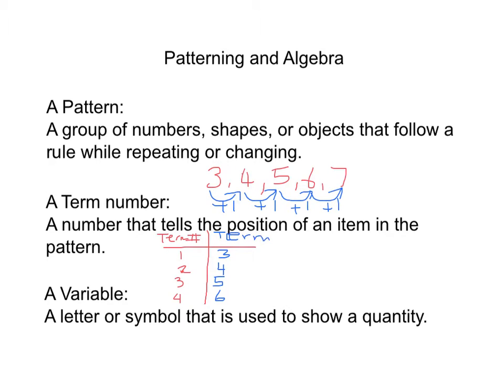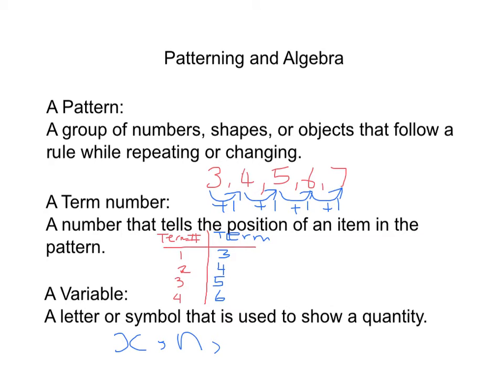So that's our term. The next thing we're going to talk about is our variable. And a variable is a letter or symbol that is used to show a quantity. And again, you can use any letter. A variable means it is an unknown number. So you can use X, you can use N, you can use anything you want, basically, to show a variable.